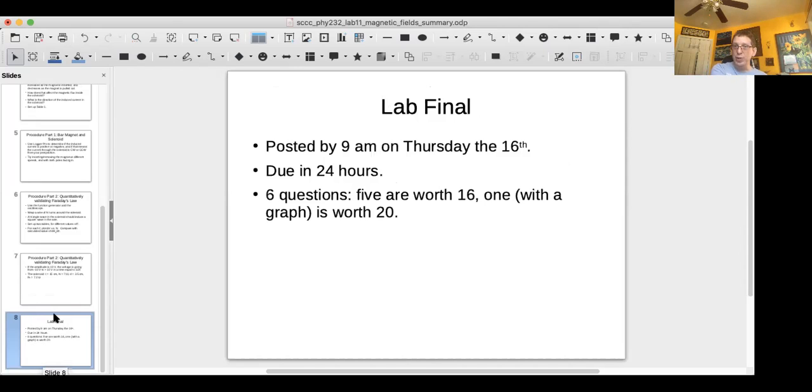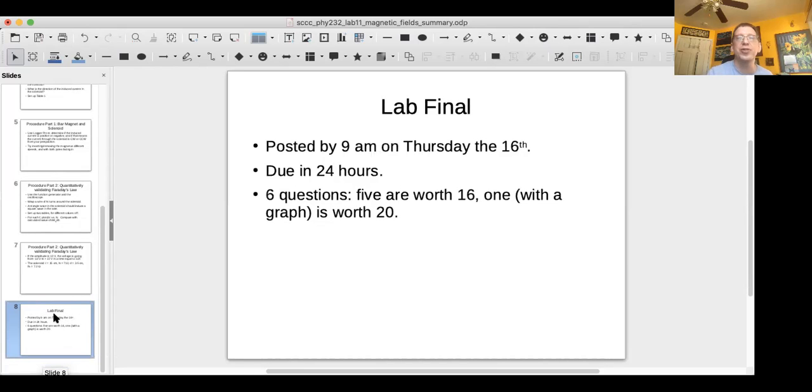The lab final is this Thursday. We will not have a lab class next Tuesday. So the lab final is at 9 a.m. on Thursday the 16th. It's going to be due in 24 hours. There are going to be 6 questions. 5 are going to be worth 16 points. It's basically going to be structured like the lab midterm was. The 6th question will have a graph. I'm not sure which of the 6 questions will have a graph yet, but that will be worth 20 points as opposed to 16. So that's the basic structure of the lab final. Again, if you have any questions, do not hesitate to give me an email.